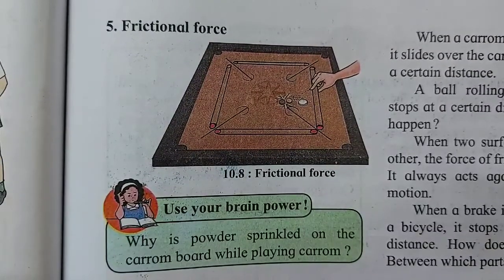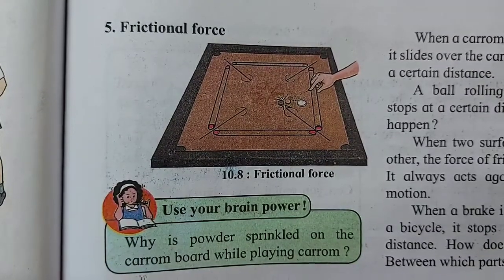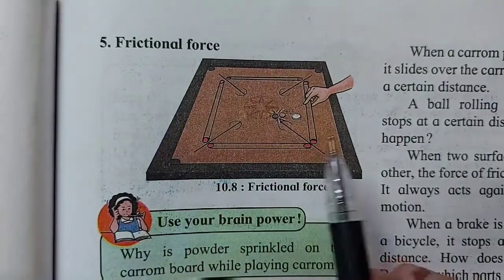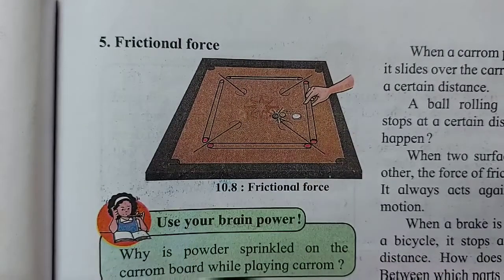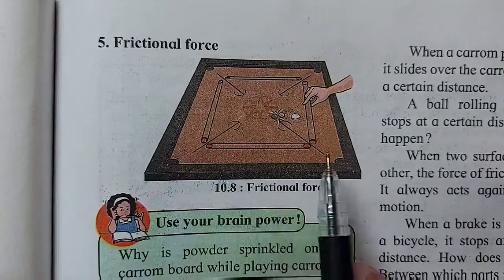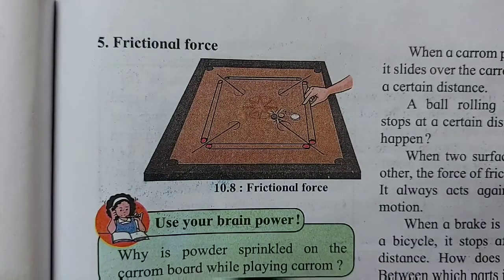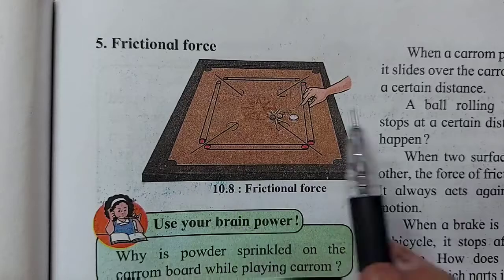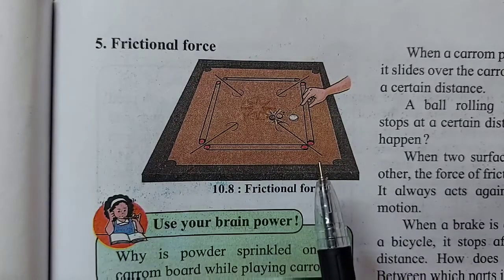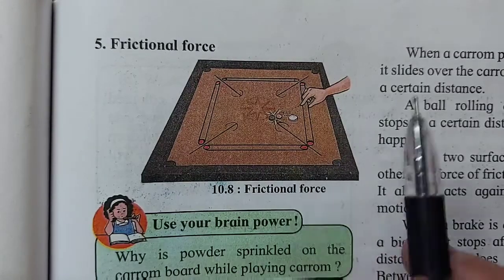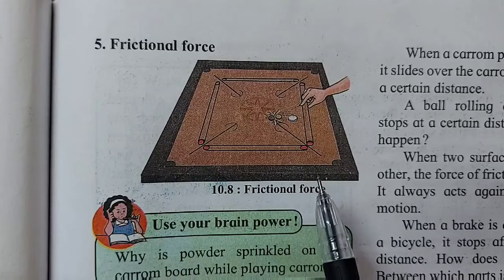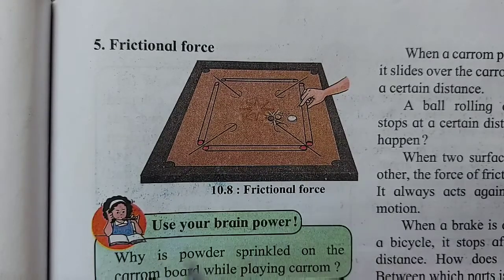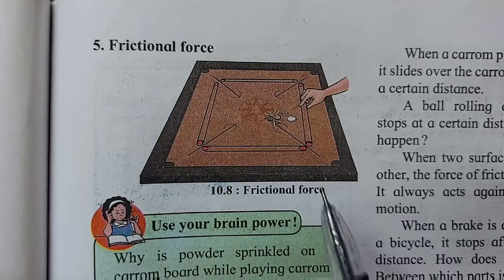Now moving towards the fifth force, that is the frictional force. This is the frictional force. Now best example is the carom board. You all are very much familiar with the carom board. Now while playing with the carom board, you must have seen the coins, the striker. There are 2 to 4 players, right? Now what happens? To make your game smooth, to enjoy the game, what do you do?